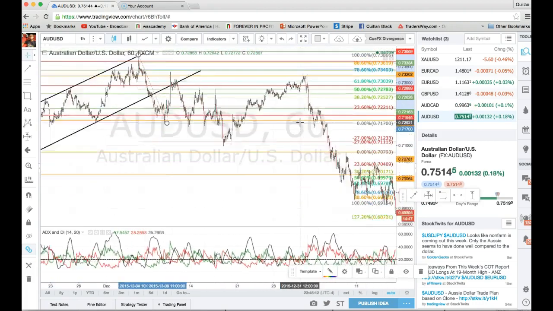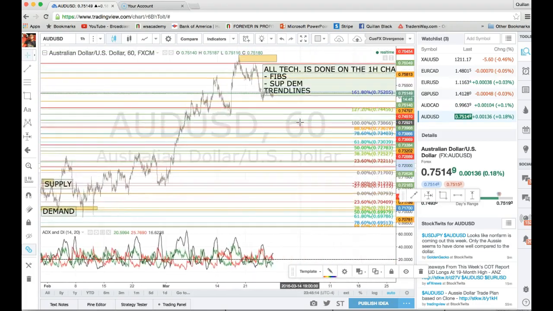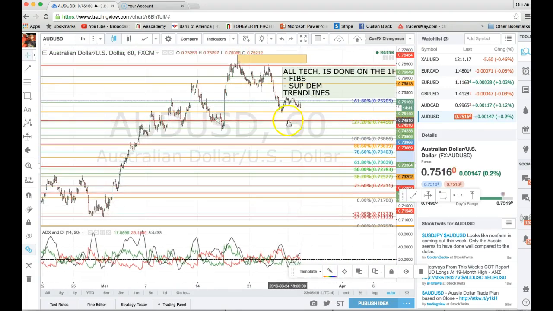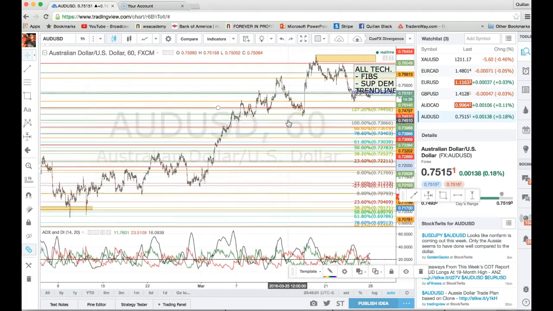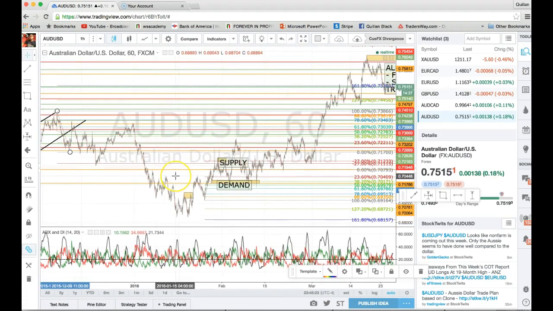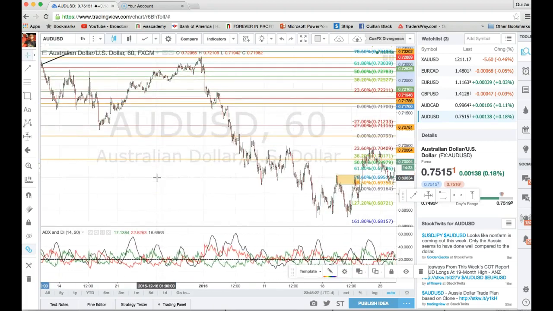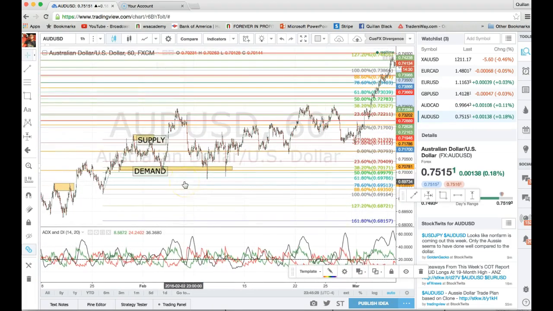So that is supply and demand. That is fibs. All technical analysis based off the 1 hour chart. And yeah, make sure, guys, while you're doing your critiques, make sure everything lines up perfectly. Technical analysis is done very, very carefully. Don't rush it. Your markups are your blueprint.